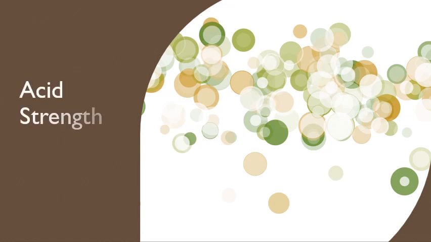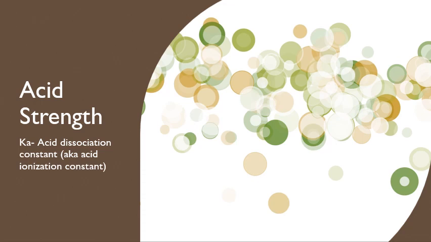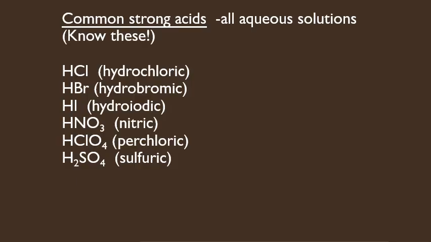In this video, we will discuss acid strength in terms of acid dissociation constant, which is also known as acid ionization constant. We have seen these strong acids, right? And now let us see the formula for these strong acids and general classification based on the number of hydrogen atoms in them. So we have first, second, third, fourth, and fifth.